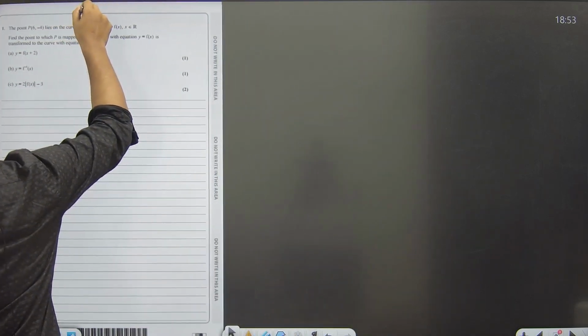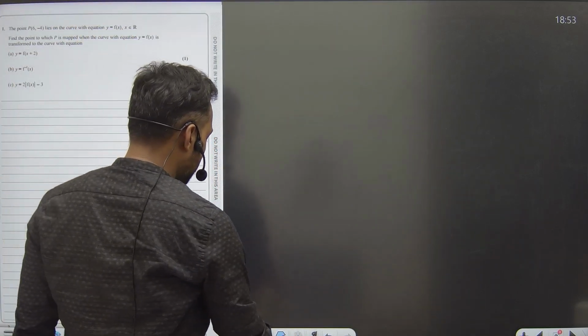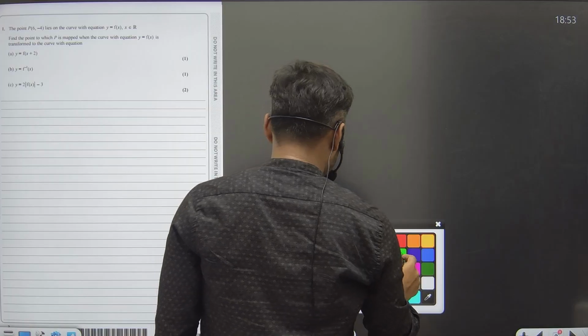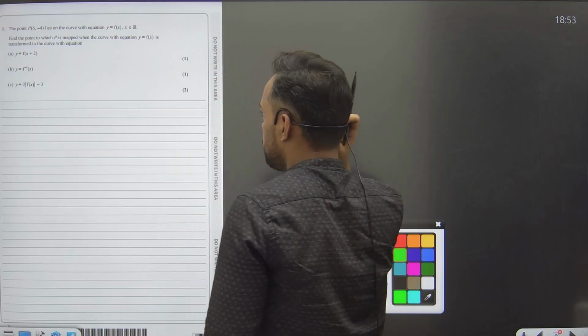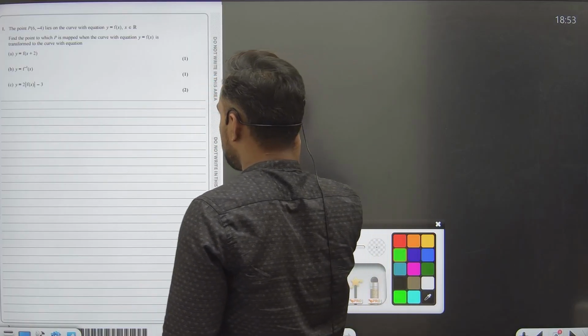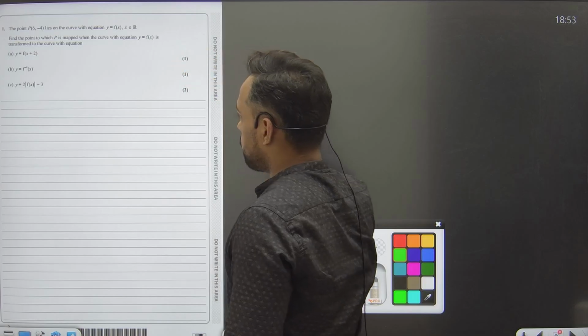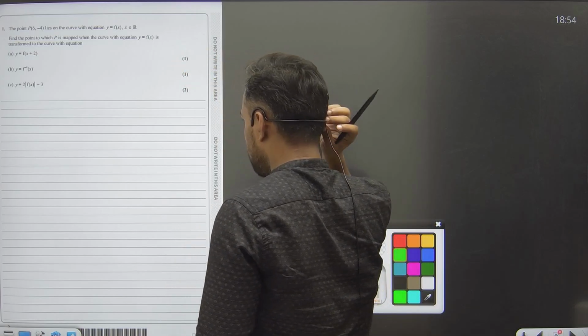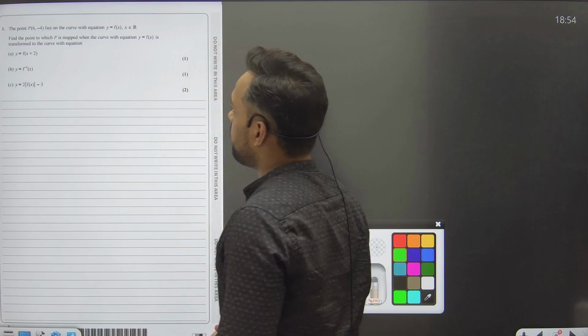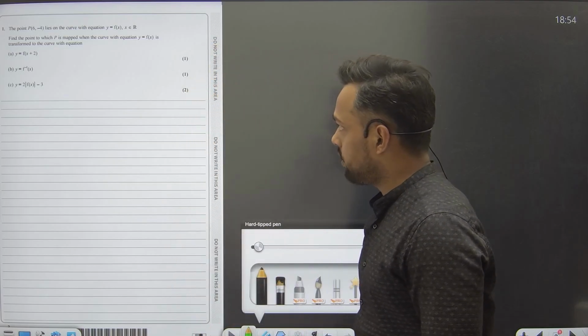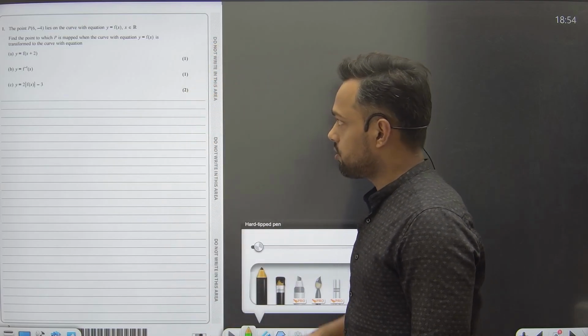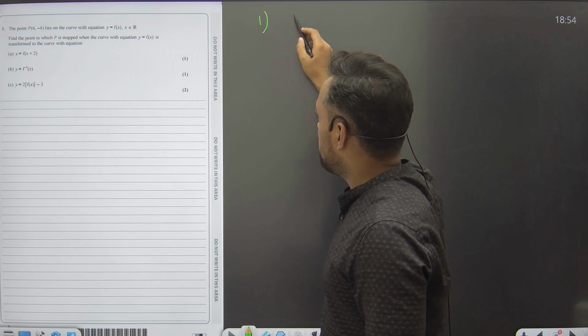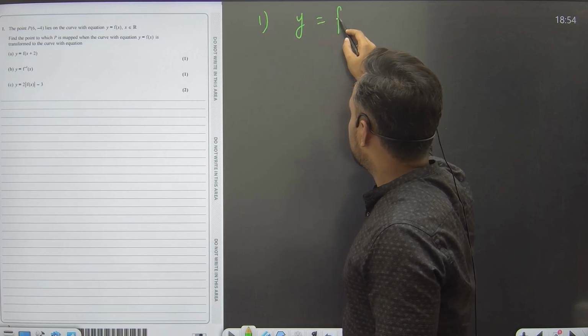let's start it. So the first question says, students, that the point P lies on the curve with equation y equals f(x), where x is an element of R. We know what is R here, real numbers, and find the point to which P is mapped when the curve with equation y equals f(x) is transformed to the curve with equation. So the first case here is y equals f(x) plus 2.